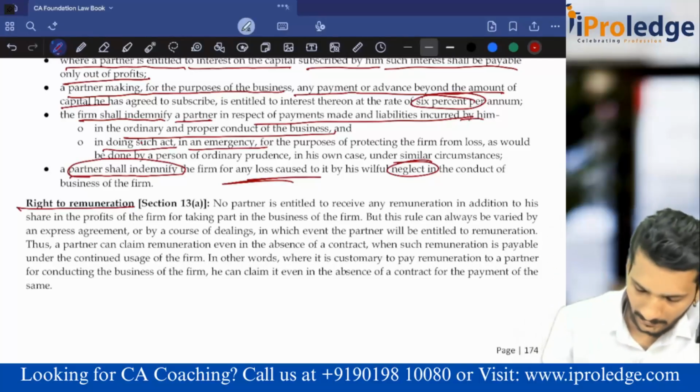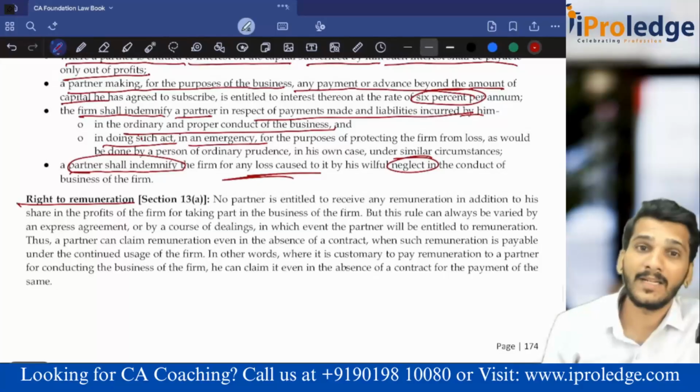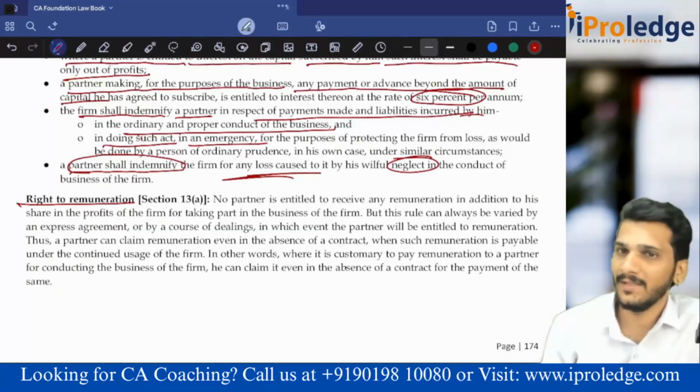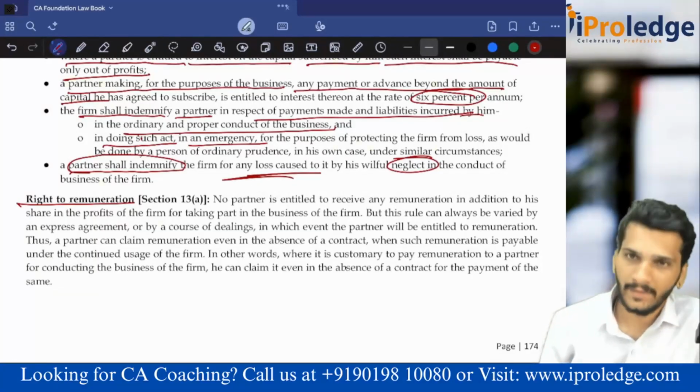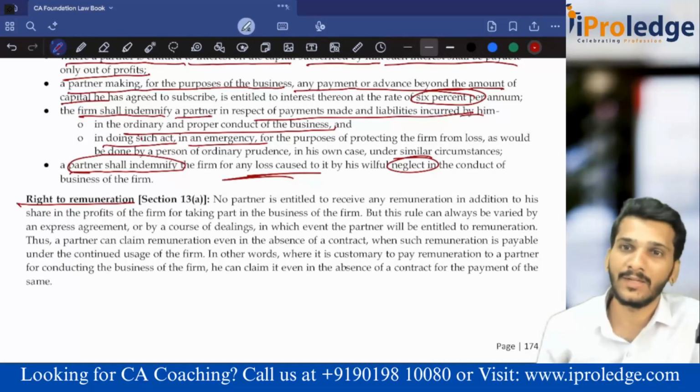It is not the Partnership Act, it is as per the Income Tax Act I'm talking now. The Partnership Act says there is no remuneration for them. If they are taking remuneration, they can take a maximum of this remuneration. It is given by the Income Tax Act.